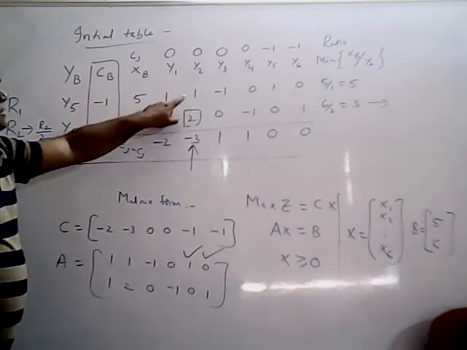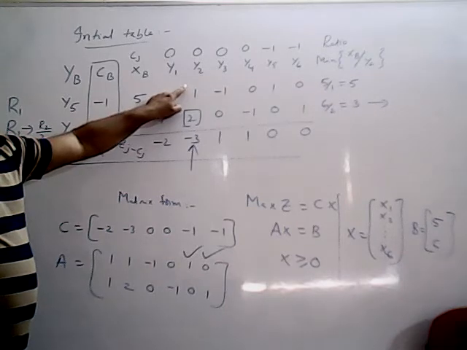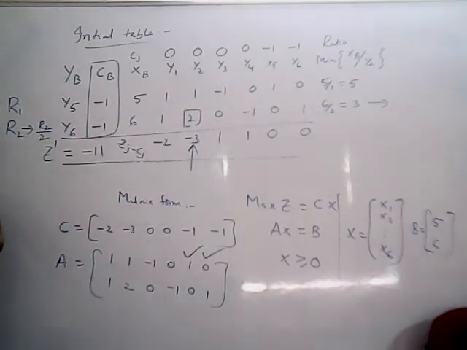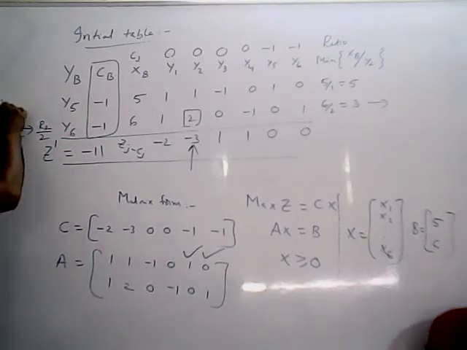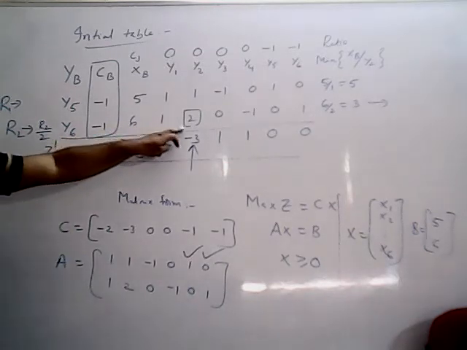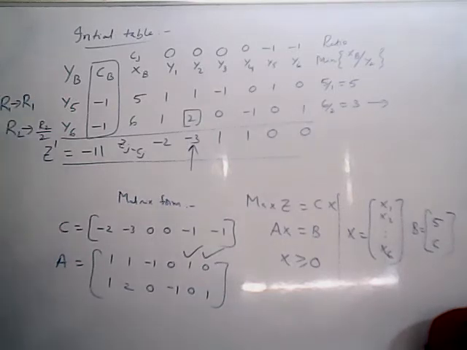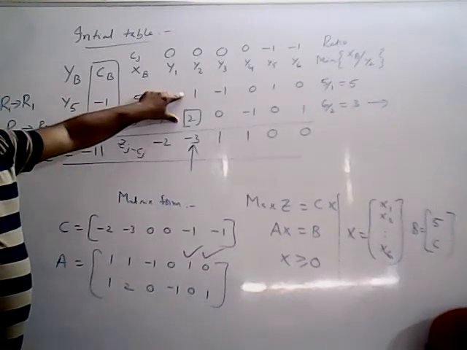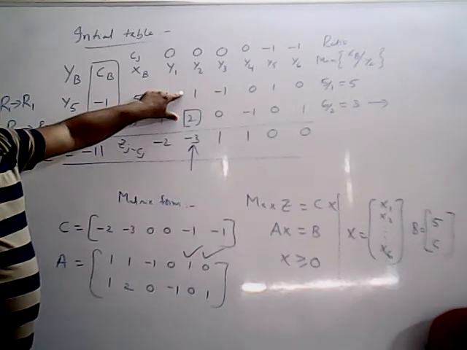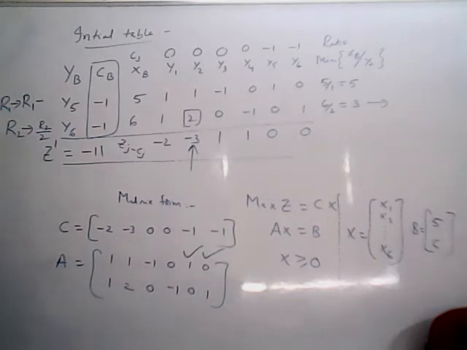Next, make the other element equivalent to 0. That means this should be equivalent to 0 by performing matrix row operations. So this is R1 implies... Now see, the key element is in the second row, so the first row will be as it is. I am writing R1 as it is. Same signs means put minus, opposite signs means put plus. So same signs means put minus.